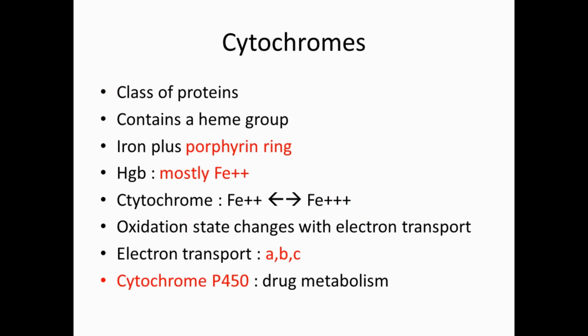So cytochromes are a class of proteins which contain a heme group. Heme group is iron plus a porphyrin ring. In hemoglobin, iron is found mostly in the Fe2+ state, but in cytochrome, iron is found in the Fe2+ or Fe3+ state, because it goes back and forth between Fe2+ and Fe3+. So this is favorable for oxidation state changes with electron transport. In electron transport, three types of cytochrome are used, A, B and C. Cytochrome P450 is used in drug metabolism in the liver.